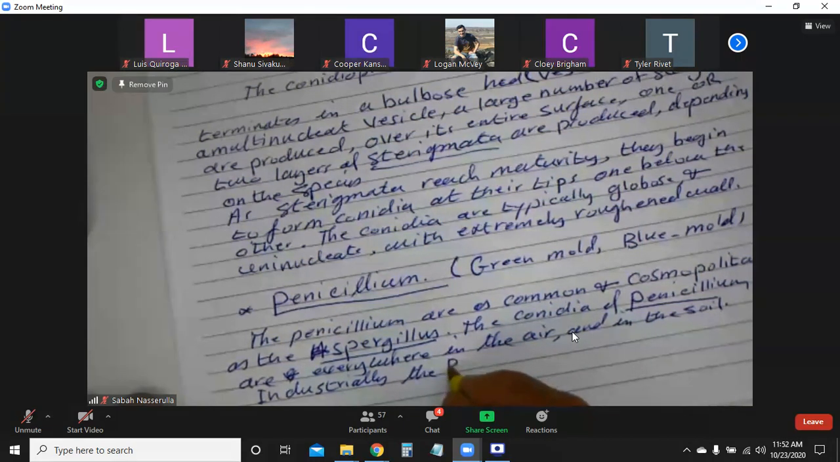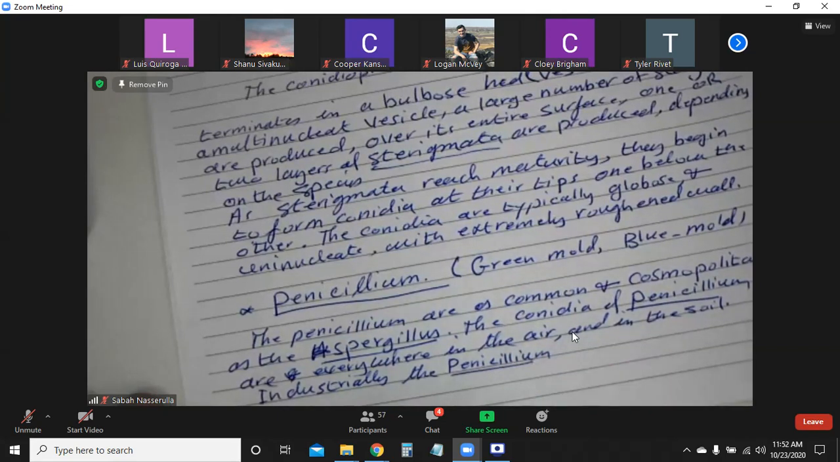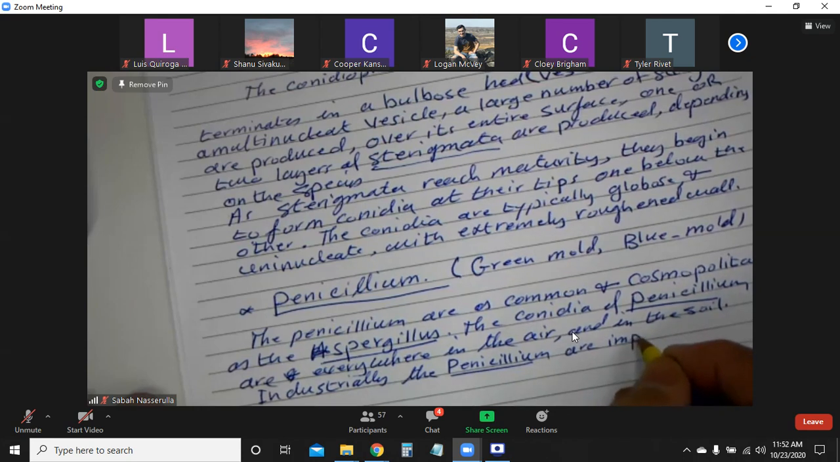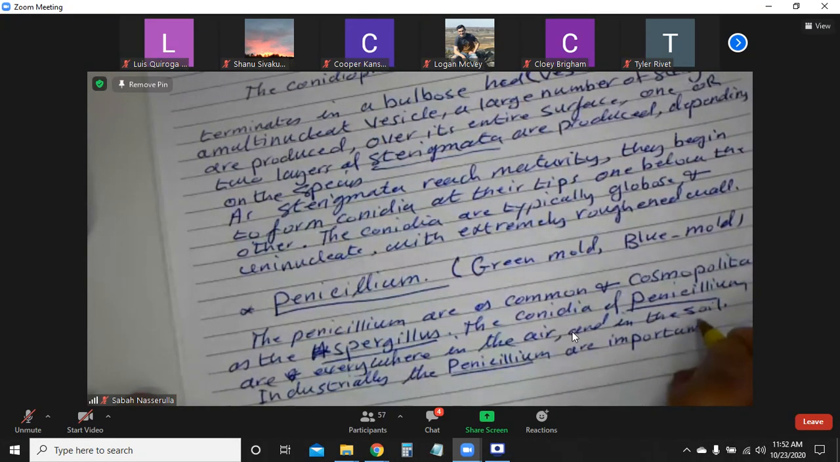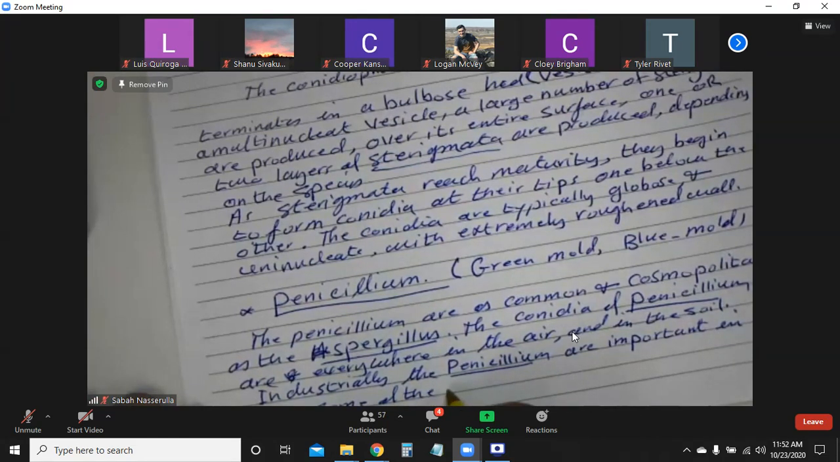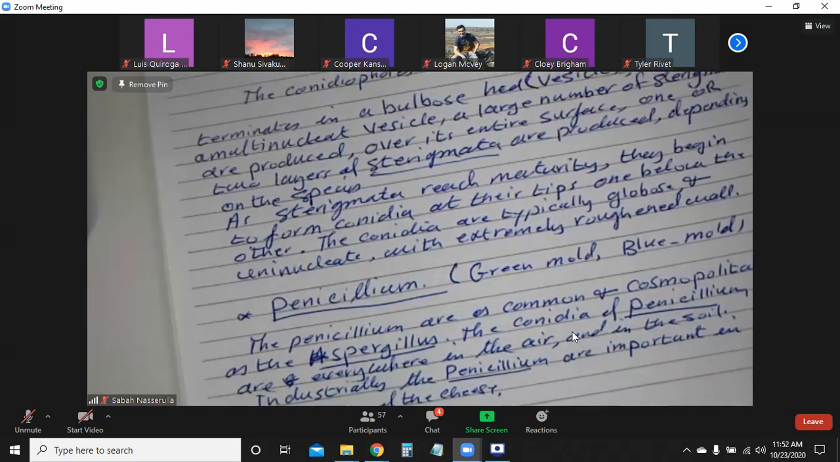The Penicillium, as I mentioned, are important in making some of the cheese, as I mentioned, the Danish blue cheese, okay? And also antibiotics.